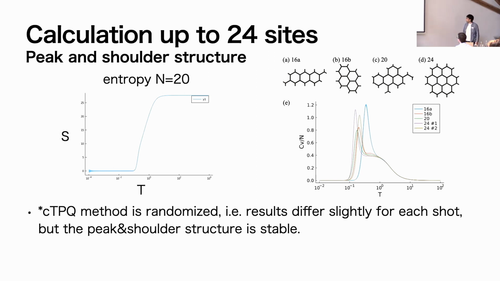But the results are more or less the same, independent of the cluster. I did calculations with 16 sites, 20 sites, and 24 sites. And if we plot the heat capacity, they always have a low temperature, large peak of order 1. And then it smoothly goes down at high temperature with a kind of shoulder. So we see a characteristic peak and shoulder structure for this model.